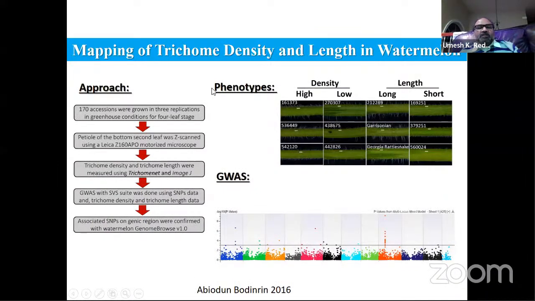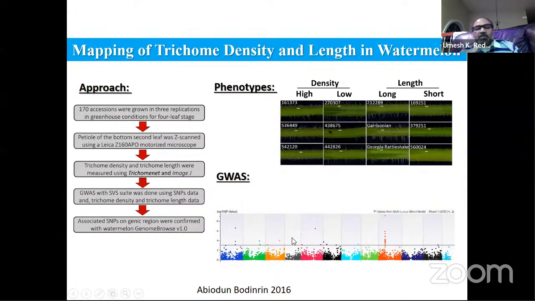So we did association mapping for this. 170 of the most diverse accessions were taken. And then there is a motorized microscope using which we can count the trichomes through publicly available software. And once the trichome density and trichome length are estimated, we can use appropriate models to associate the SNPs that we have identified. So here is the density, highly dense watermelon types and low dense watermelon types, and long trichomes on some of these genotypes, and very short trichomes.